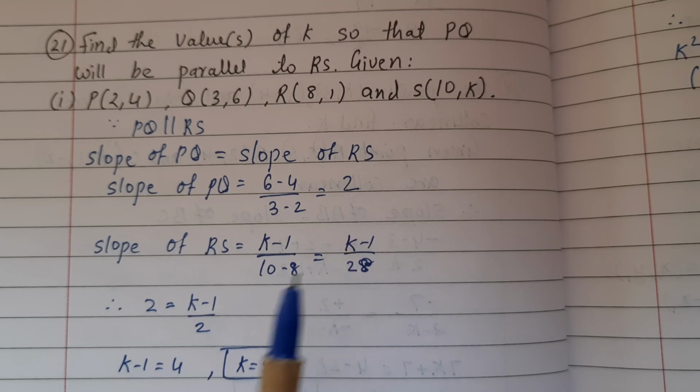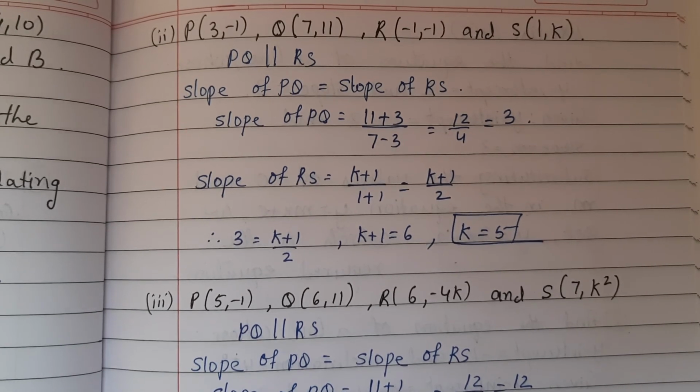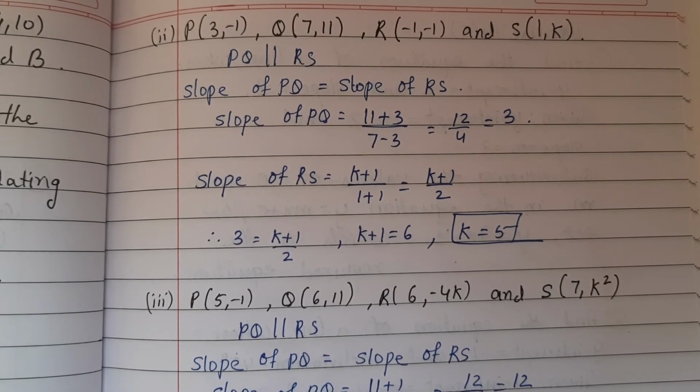Both the slopes are equal. 2 equals (k - 1) upon 2. k - 1 equals 4. k equals 5. Part 2. P(3, -1), Q(7, 11), R(-1, -1) and S(1, k).